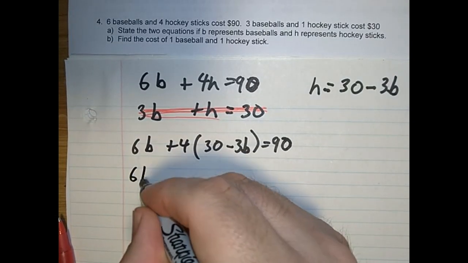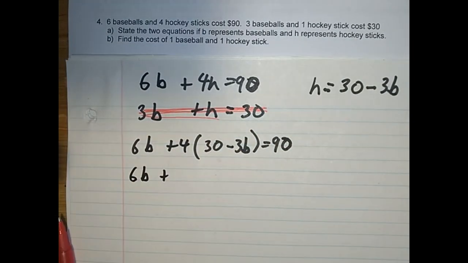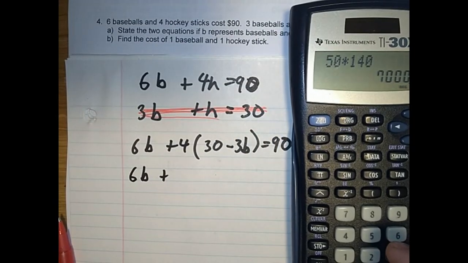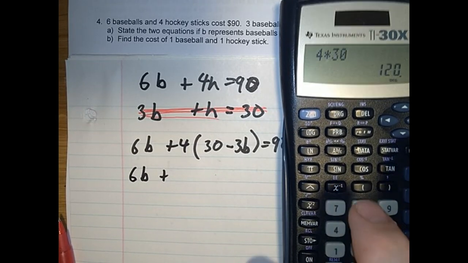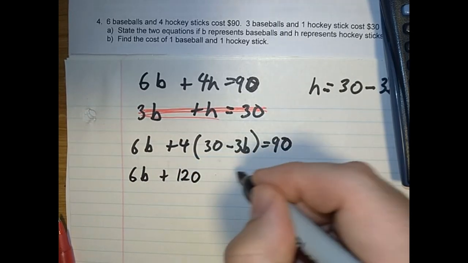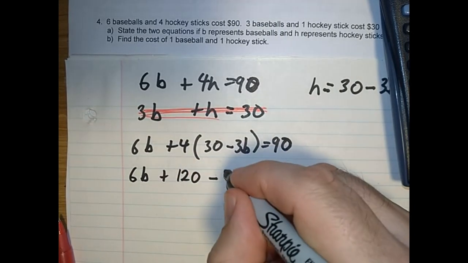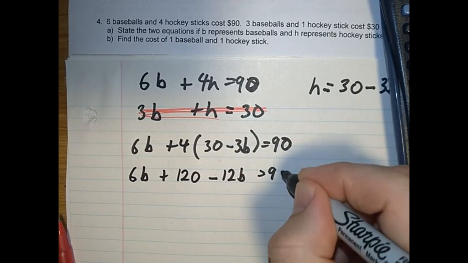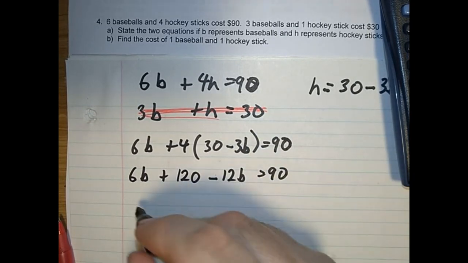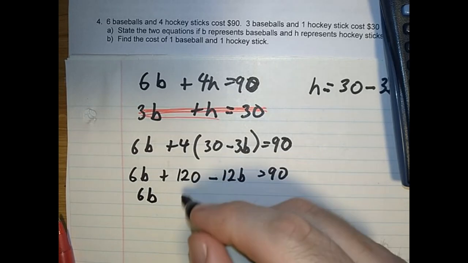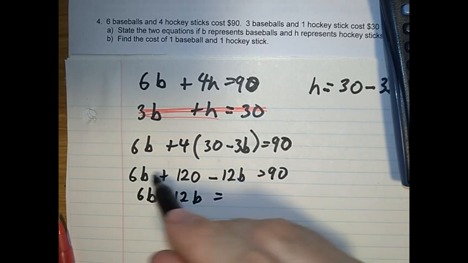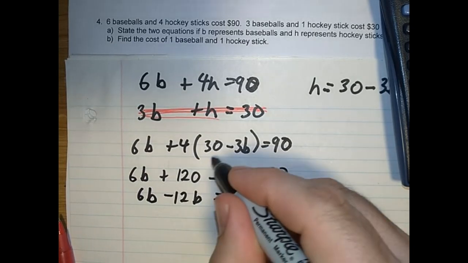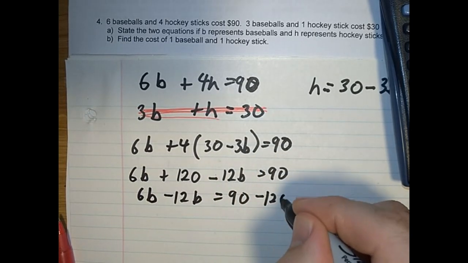So 6B plus 4 times 30. So hopefully the kids had about 10 minutes to finish this. So now 4 times 30, so we got 120 minus 4 times 3. I think I know that. 12B equals 90. The 120 crosses over. So we got 6B minus 12B. Doesn't change sides, so stays the same side as 90. The 120 comes over, becomes minus 120.